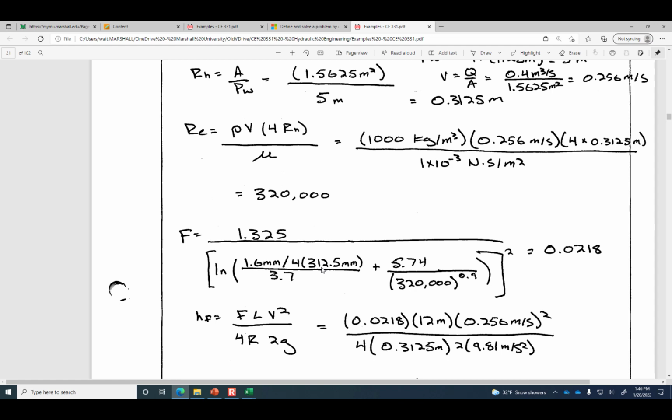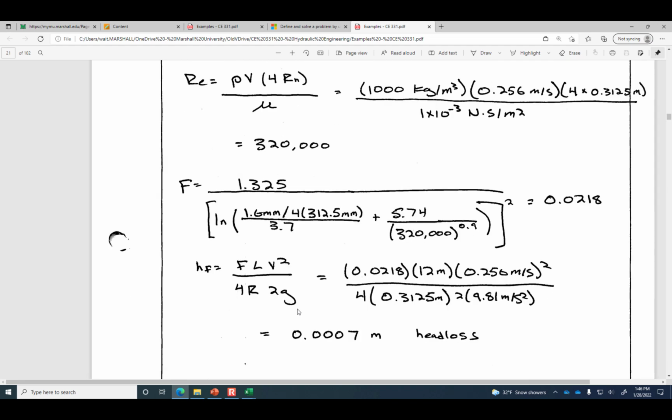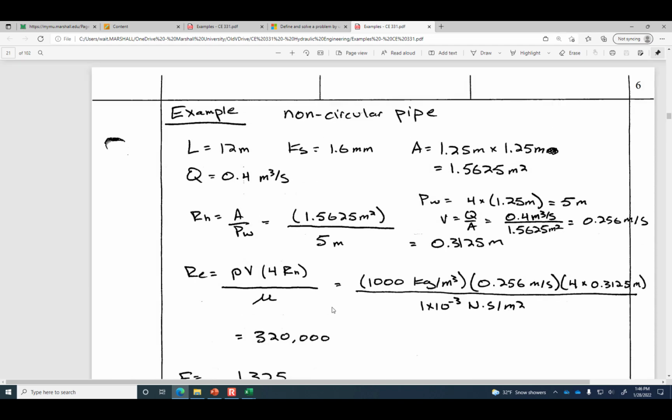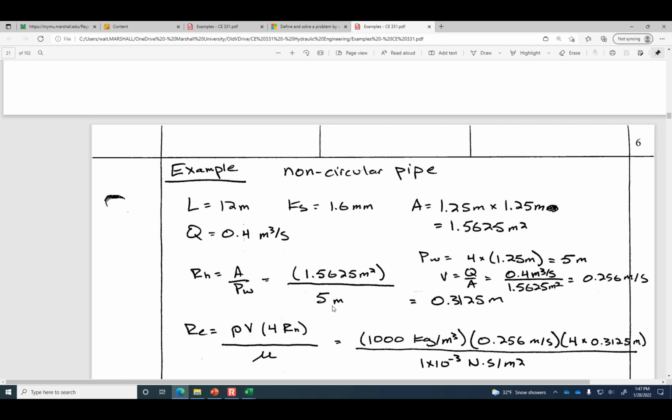Okay, and so making this substitution, there's not much head loss through this culvert. A relatively low flow rate means that there's going to be a very minimal head loss, especially because it's a really large culvert. But that's just an illustration of how you can make the substitutions for hydraulic radius when you've got a non-circular conduit.